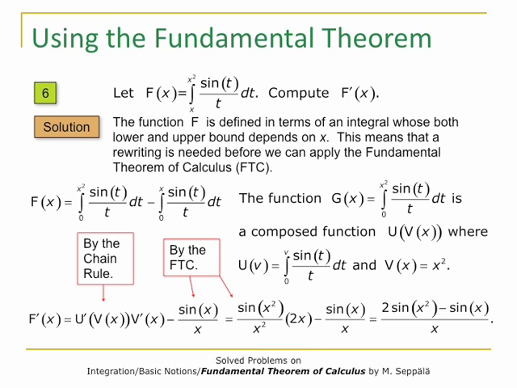Now, the derivative of the function capital U is sine of v divided by v, and you plug in there v equals x squared. You get that U prime at V of x times V prime at x is sine of x squared divided by x squared times 2 times x, and then you must subtract from that sine of x divided by x, which was the derivative of the integral from 0 to x of sine of t divided by t dt. So the derivative of the function F is 2 times sine of x squared minus sine of x divided by x.